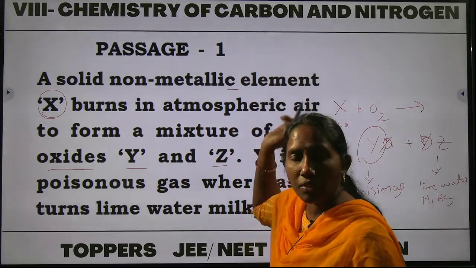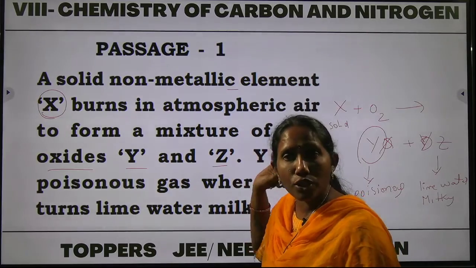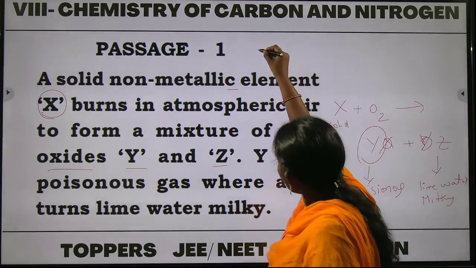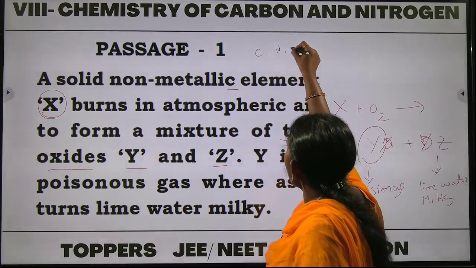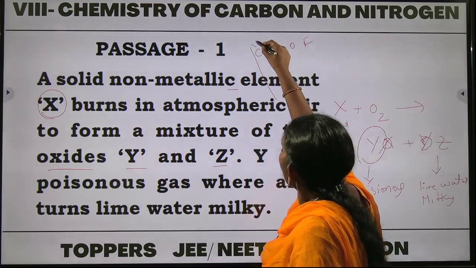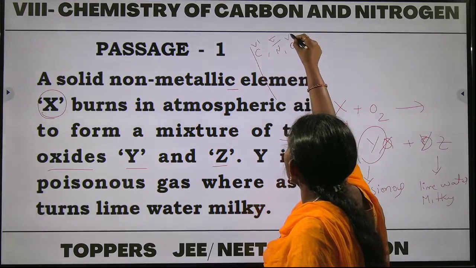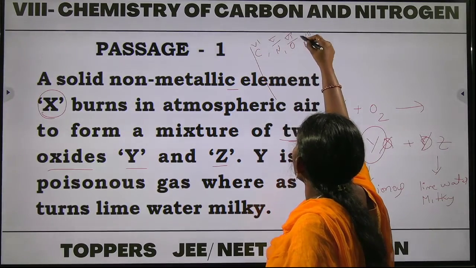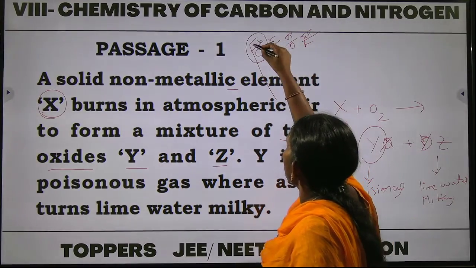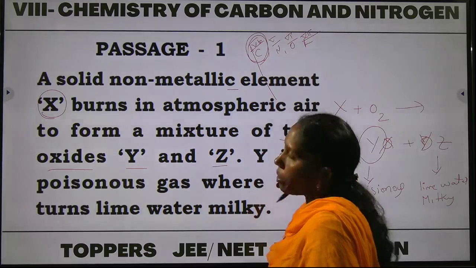Non-metals, we can take from the fourth group, right? The fourth group means carbon, nitrogen, oxygen and fluorine. These are the non-metals. This is the fourth group, fifth group, sixth group and seventh group. Let us take the first one. If you take the fourth group elements, the first element is carbon, right?